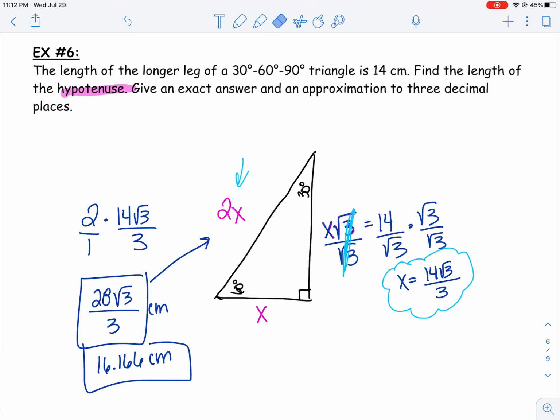Knowing those 30, 60, 90 relationships, and only one of the sides, should help me figure out all the other sides fairly quickly.